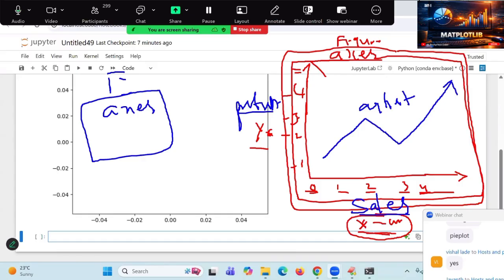You need to make them understand. What is that? Axes. Axes contain what?